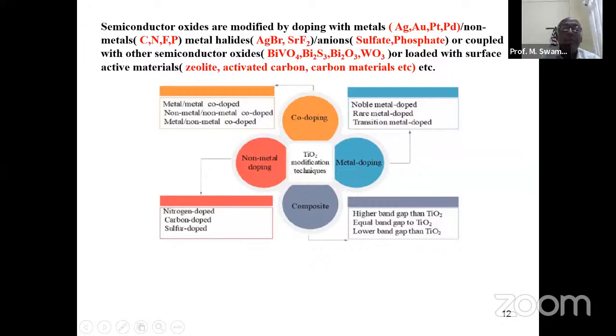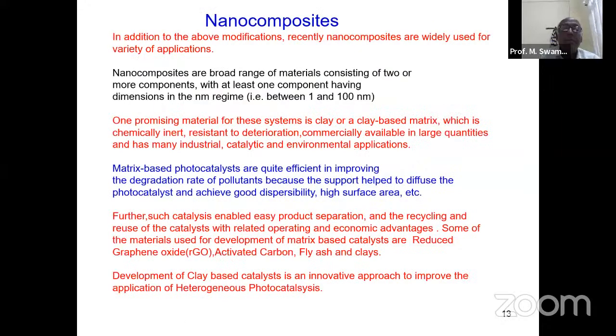The matrix-based photocatalysts are really very good in activity, that is in degradation, and also for some other activities. So we have actually done some clay-based photocatalysts, and it is an innovative approach to improve the application of heterogeneous photocatalysis. Some of the materials used for the development of matrix-based catalysts are reduced graphene oxide, activated carbon, fly ash, and different types of clays.